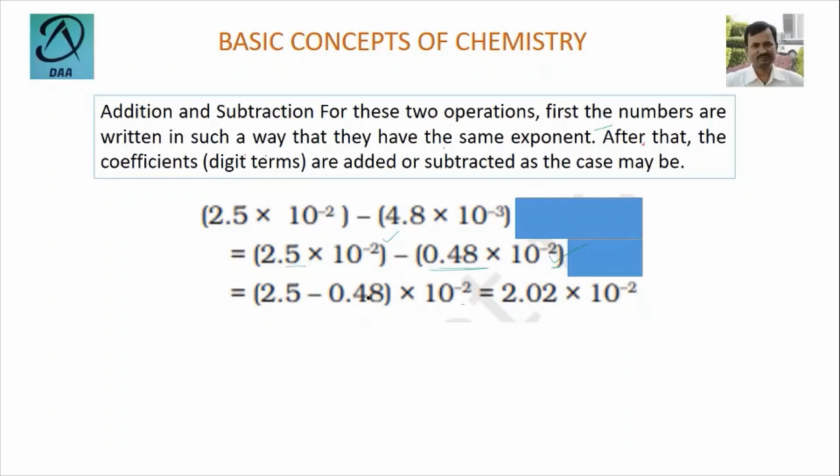If it is for addition, then you have to add, and the plus symbol will come here. So if you go for subtraction, the value ultimately will come 2.02 multiplied by 10 to the power minus 2. So in this way, we can simplify multiplication and division as well as addition and subtraction in a very simple way.